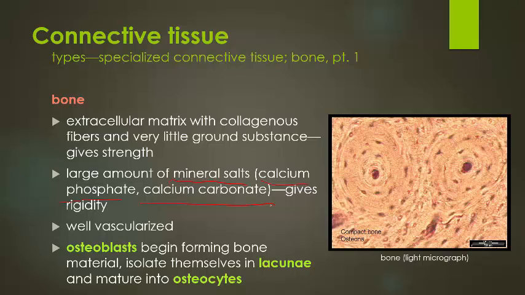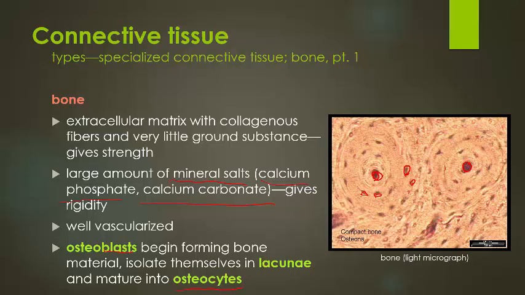Bony tissue is very well vascularized. There's lots and lots of blood vessels that deliver nutrients and materials to the bone. So the blood vessels run in a central canal associated with the bone. Osteoblasts are one of the cell types that we find in bone tissue. The osteoblasts begin forming the bone material, and eventually they isolate themselves in a little lacuna. So the lacuna is this dark area here filled with its specialized cell. And after they isolate themselves in the lacuna and fully wall themselves in with the mineral salts that they produce, they mature into a cell called an osteocyte.